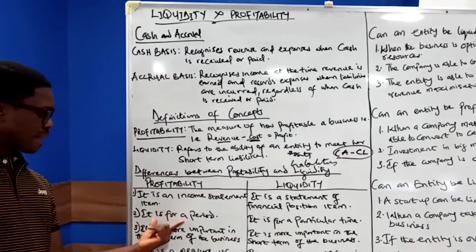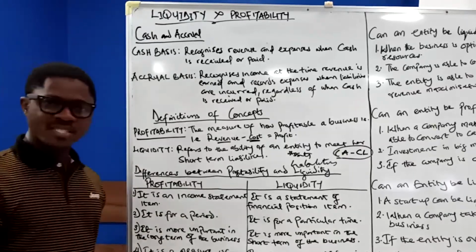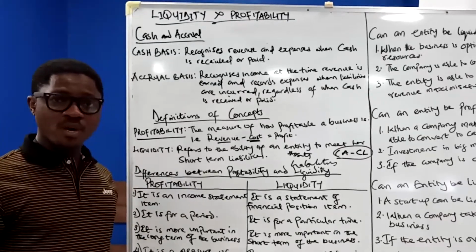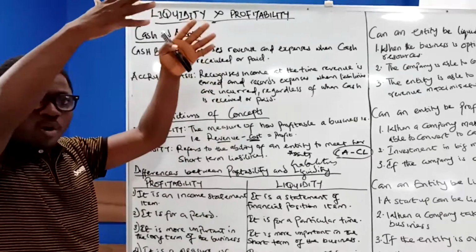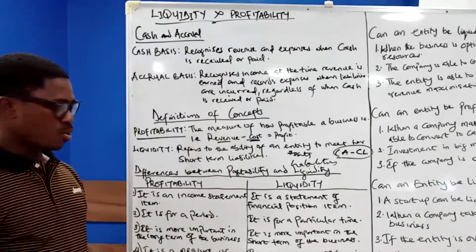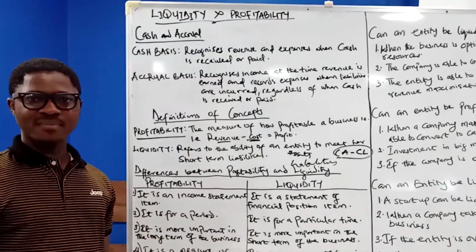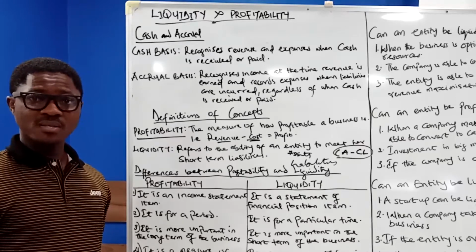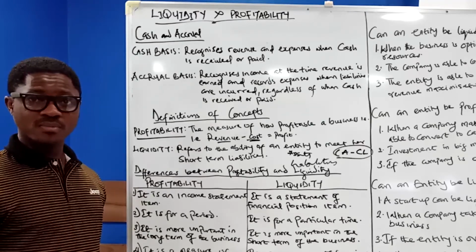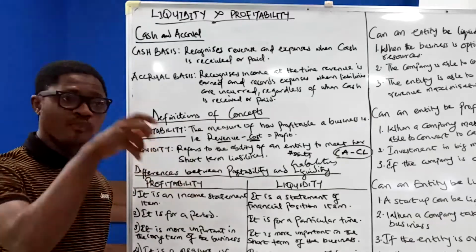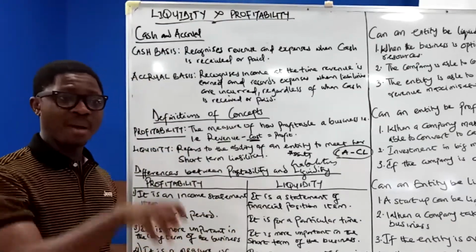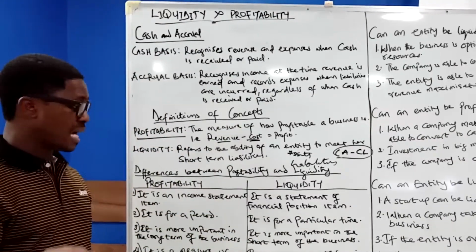Also, profitability is for a period. What does this mean? Profitability is for a period because it shows the report of a company for a particular period. While liquidity is per time, it is not period based. It changes, it fluctuates. It is a function of what the current assets are at a particular time and what the current liabilities are at a particular time.